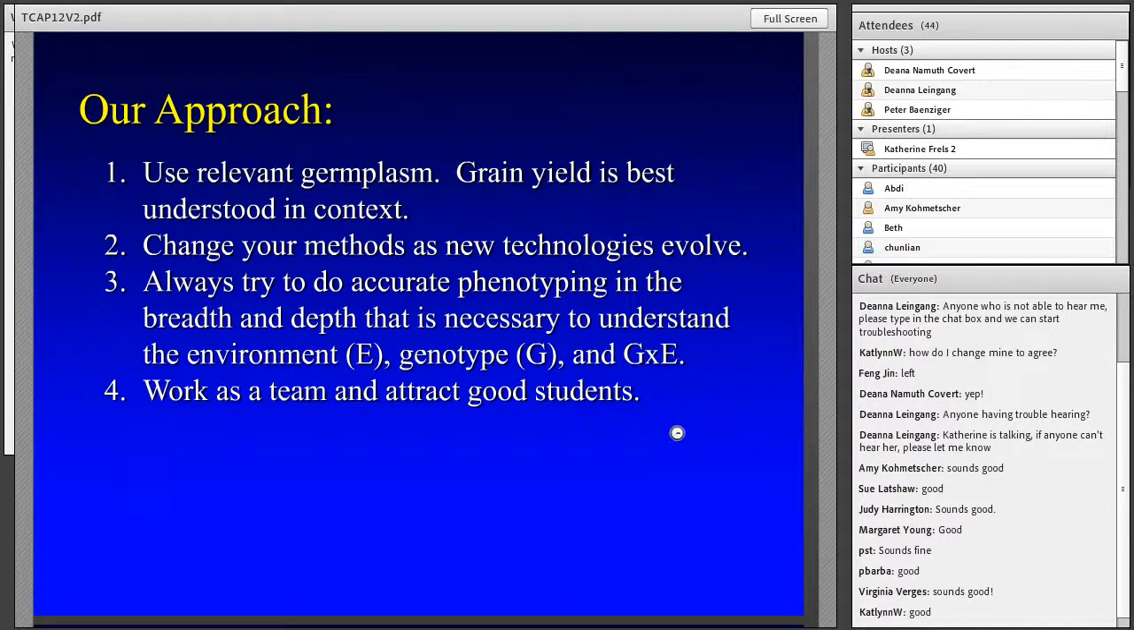Okay? And then the other approach is that you work as a team and you do your best to attract very good students, because virtually all of the research we're going to present here is done by my students or postdocs.